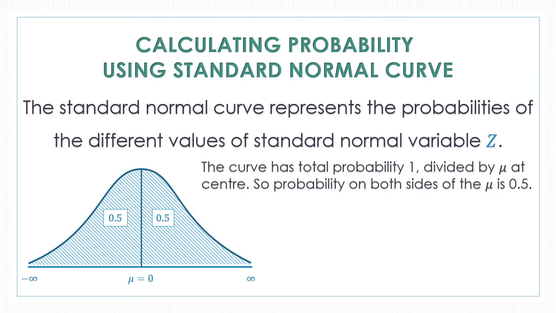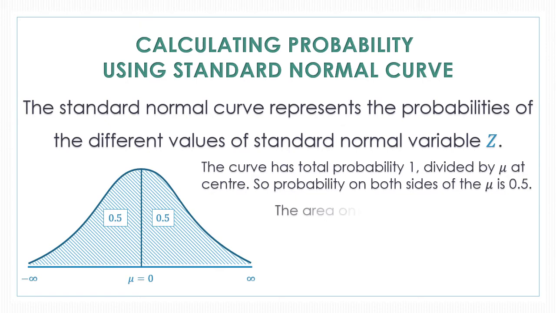That means the probability from 0, that is the central value, to positive infinity is 0.5, and the probability from central value 0 to negative infinity is also 0.5, and the probability from negative infinity to positive infinity, total probability, is 1.